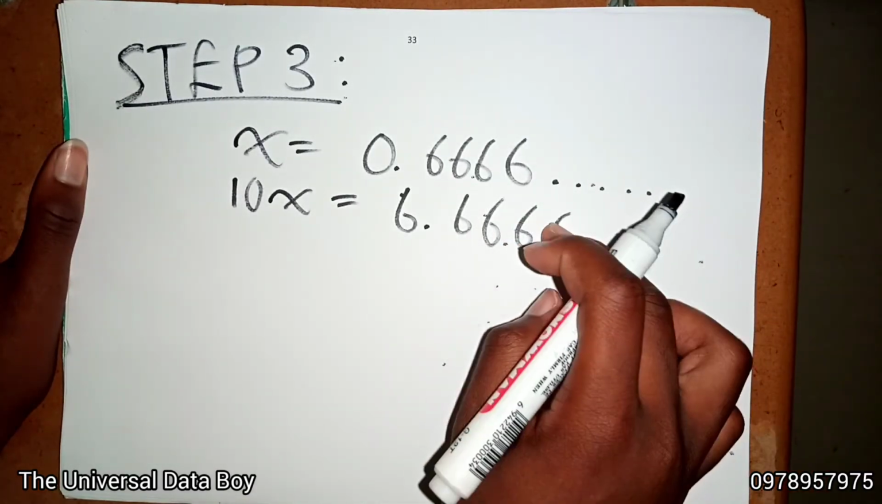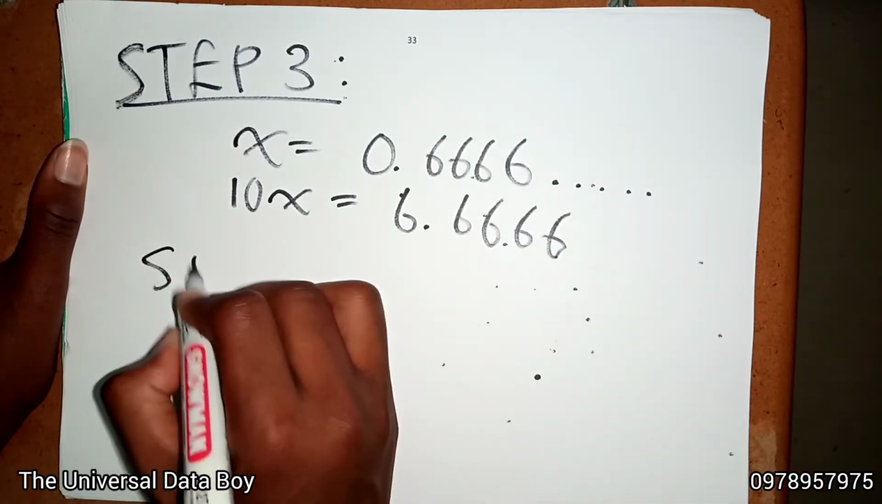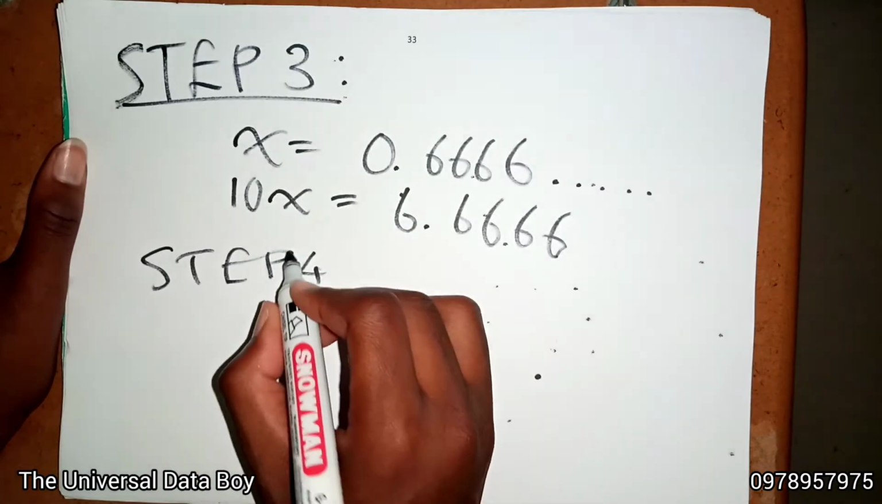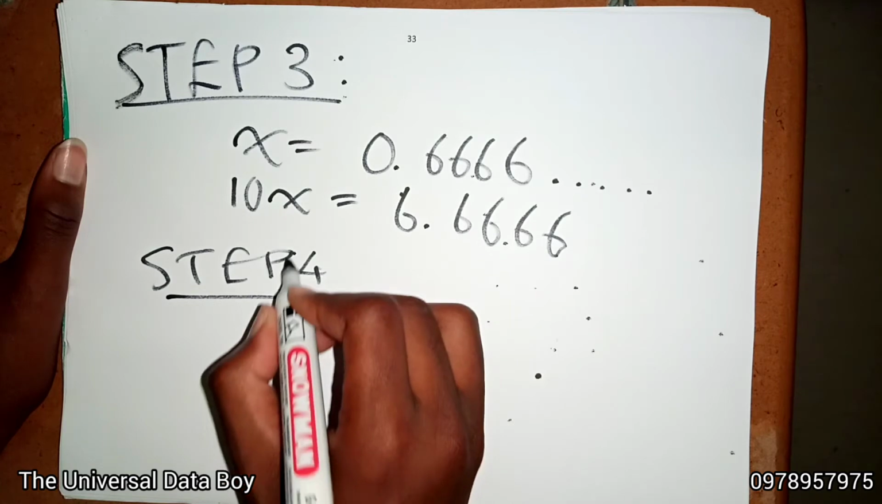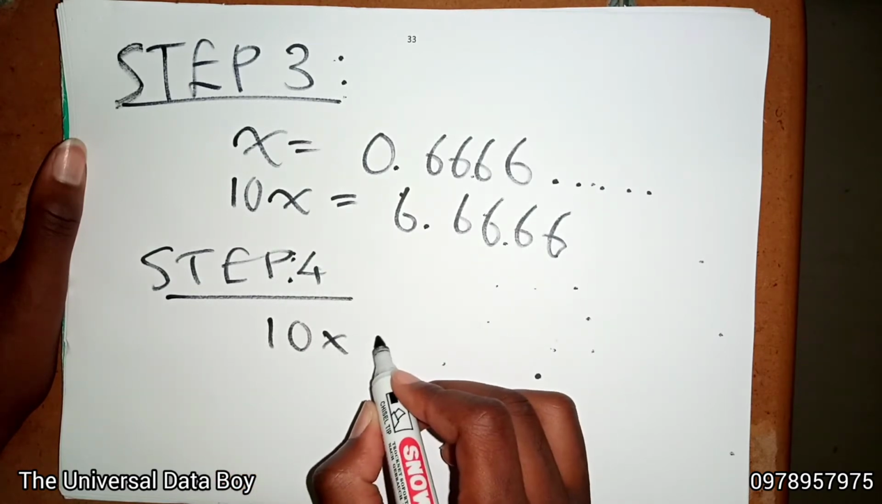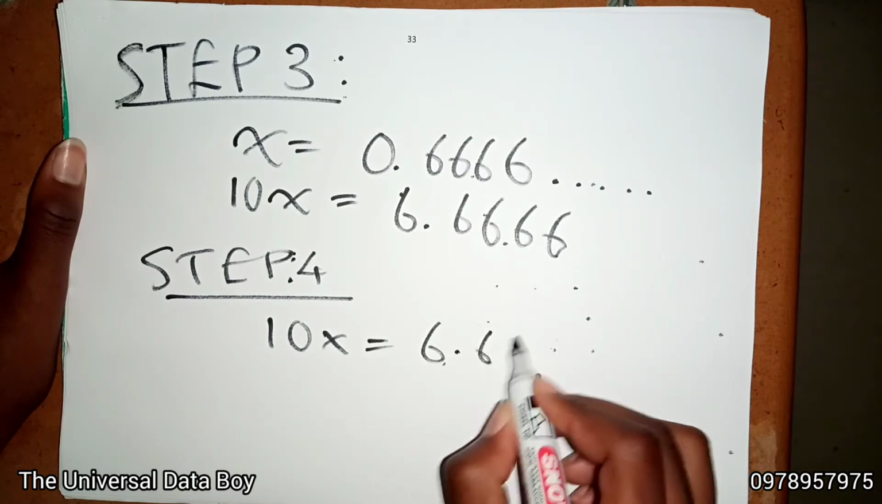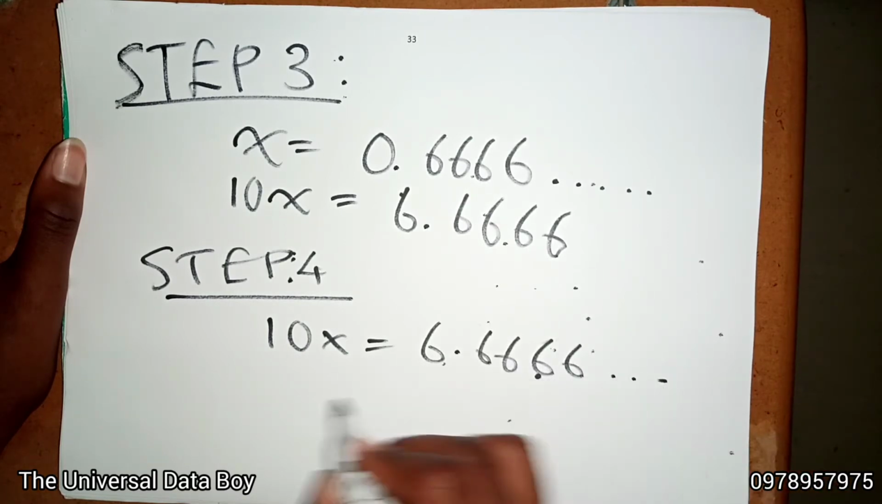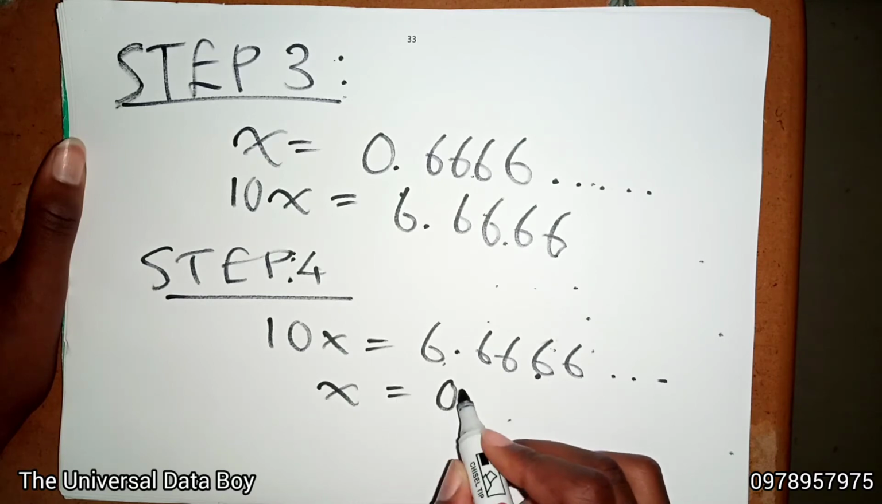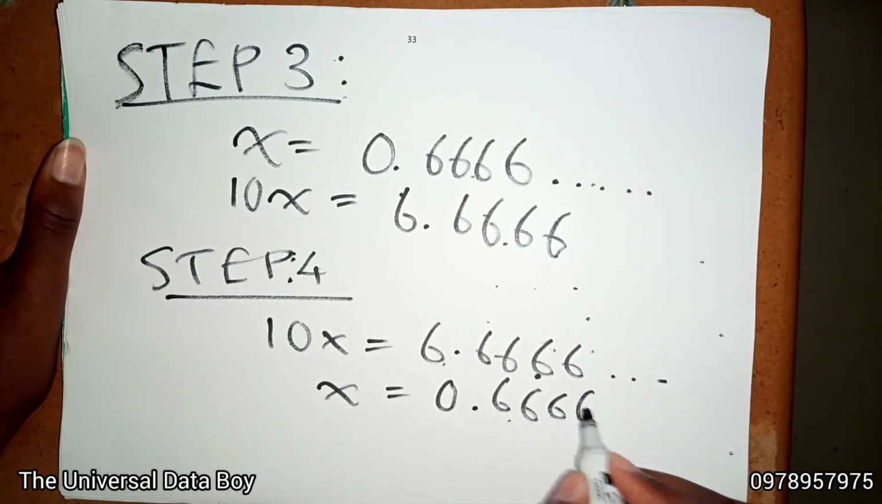So then this is so that in step 4 we can subtract these two. Step 4, we can subtract these two. We are going to say 10x is equal to 6.6666 repeated, and then you're going to have your x equal to 0.6666 repeated.